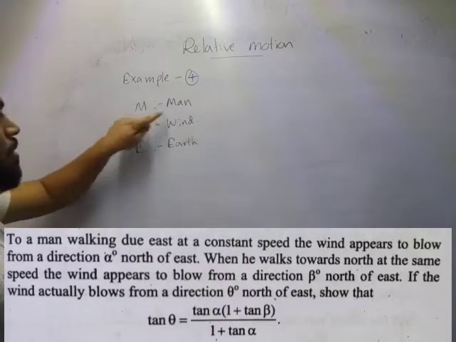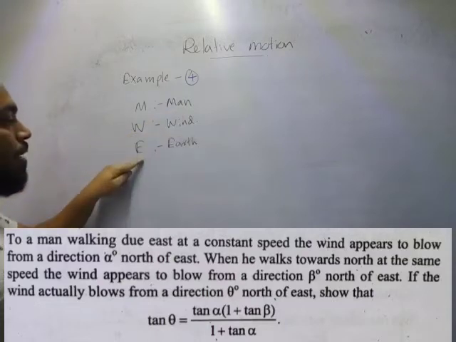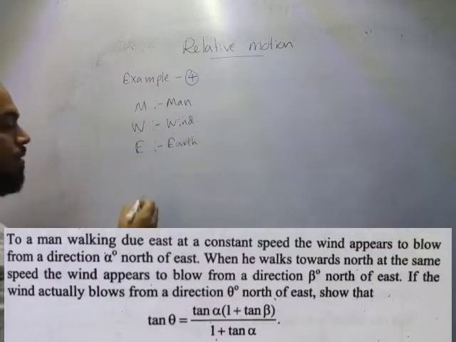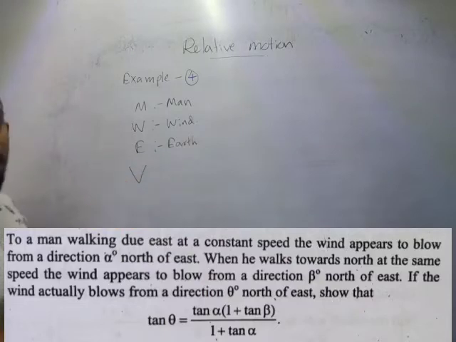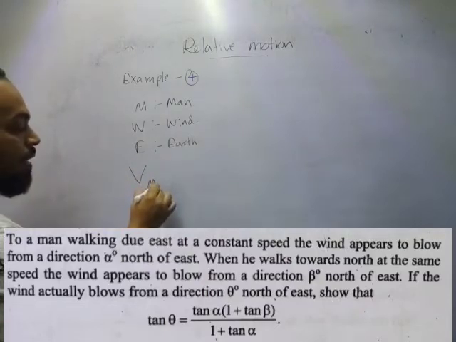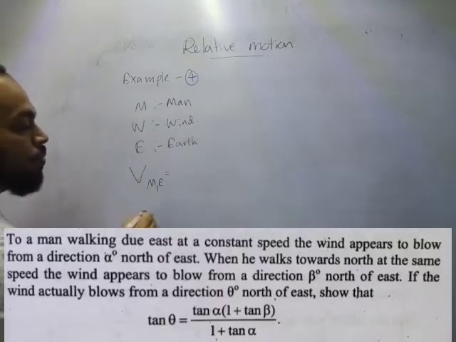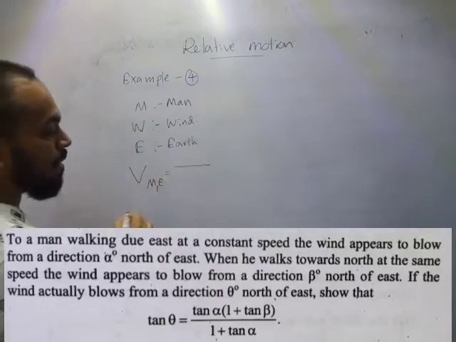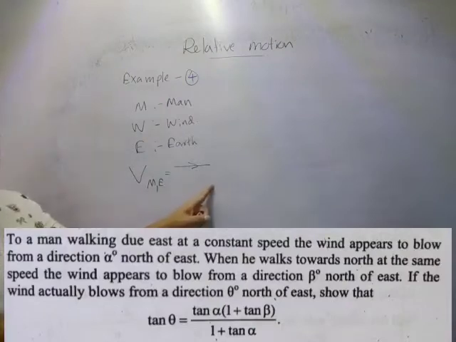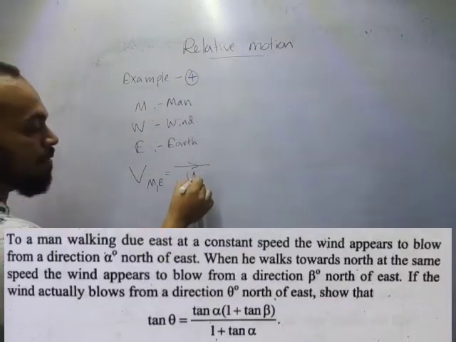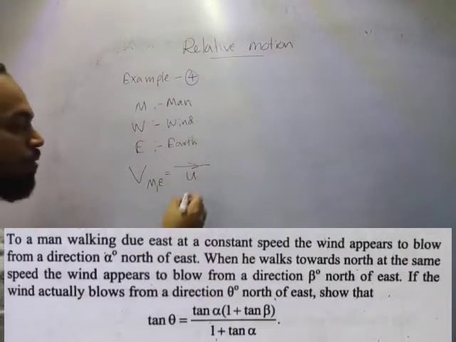So M stands for man, W stands for wind, E stands for earth. First of all, a man walks. That means the velocity of the man relative to earth is equal to something we don't know, east. So let's represent it with U.